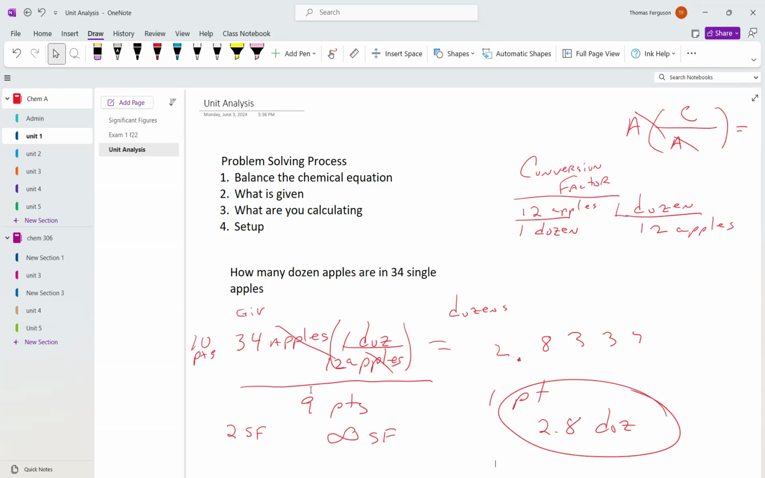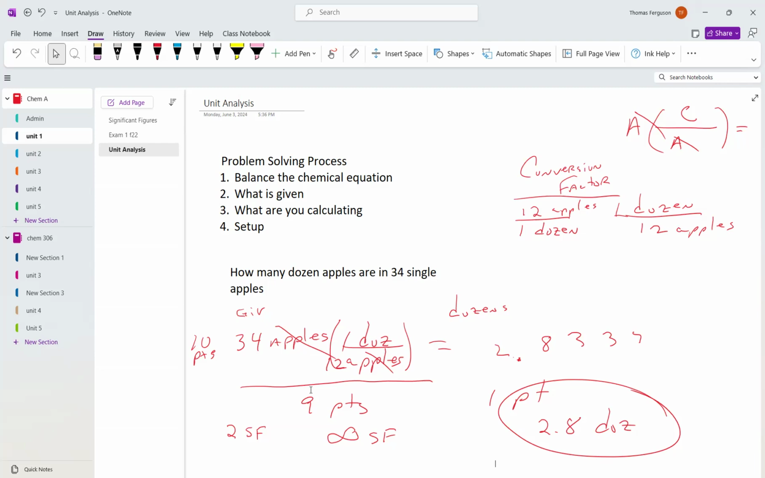and the conversion factor. But some of the conversion factors aren't infinite. They're measured. And that's why my sheet differentiates that.